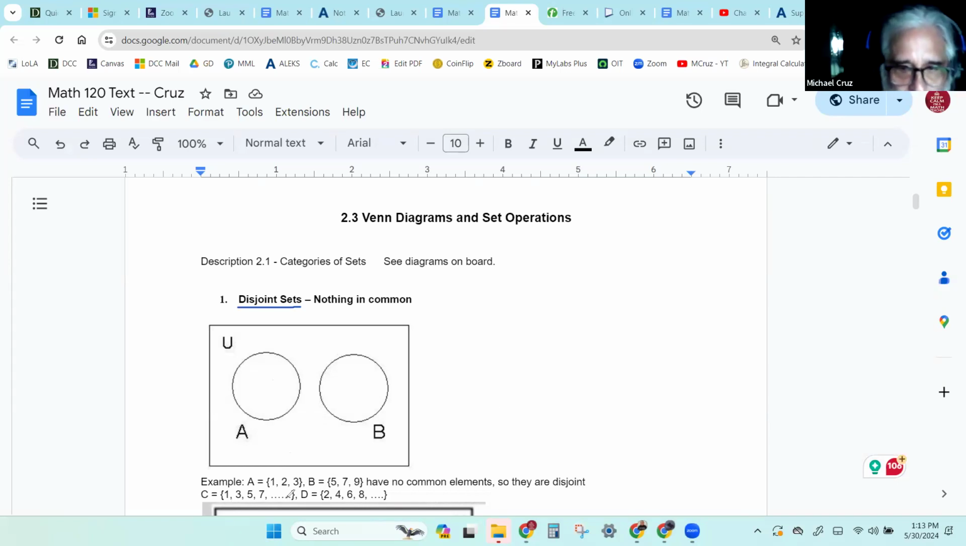We could do the same thing with two infinite sets and show the relationship. If C is 1, 3, 5, 7, and so on, all odd natural numbers, and D is the even natural numbers, 2, 4, 6, and 8, they don't overlap. They kind of mesh together, sort of like this. All right.